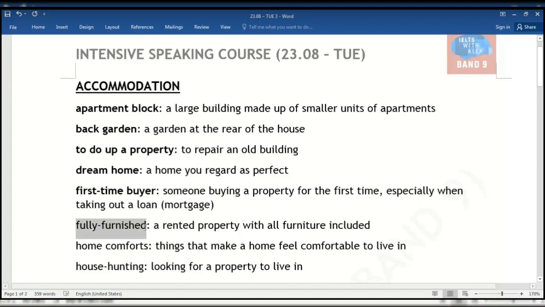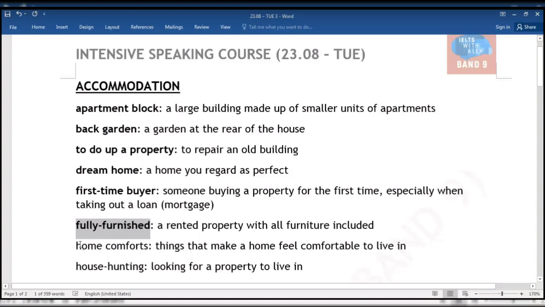Next is fully furnished. This is an adjective used to describe a house that has all the furniture already, like refrigerators, everything. I'm going to use a couple of these in a sentence. I recently looked at my dream home. As a first-time buyer, it's important for me to buy a fully furnished property, and it's preferable if it has a back garden. So just some usage of these words.